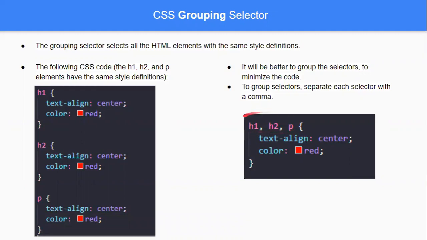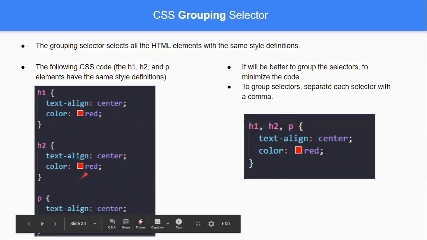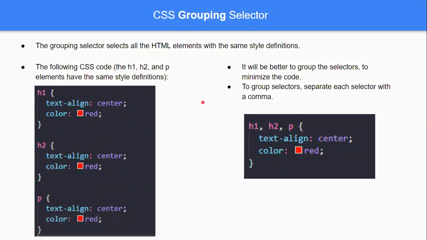So we can group all the selectors, and we have to separate each one with a comma. And then that is the equivalent of this. Yes, go ahead. Someone has a hand raised. Yes.